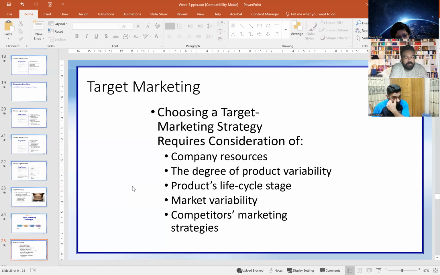How strong your competitors are in offering or targeting their products, and based on that, you also have to target your product as well.